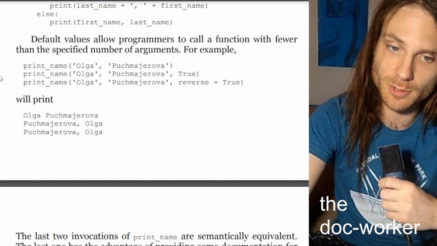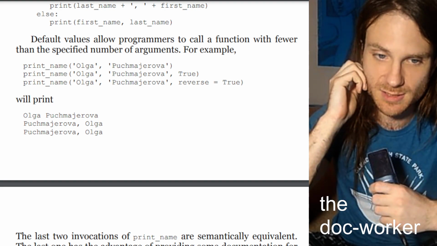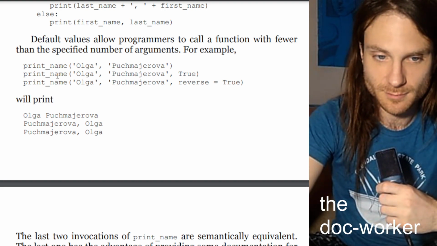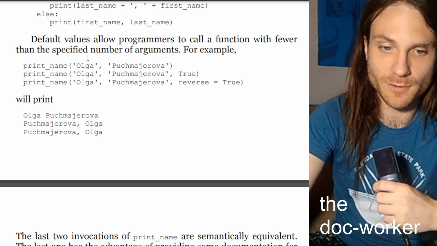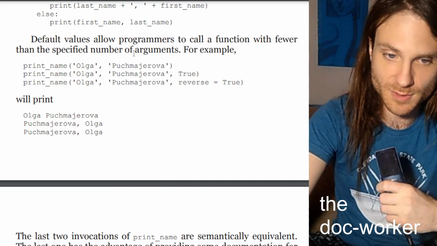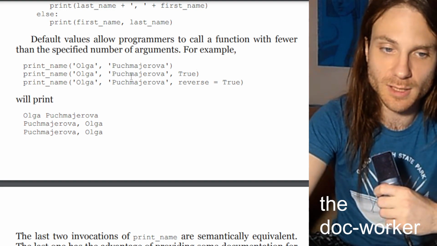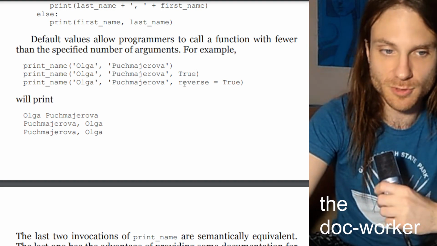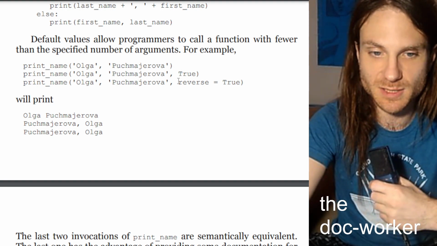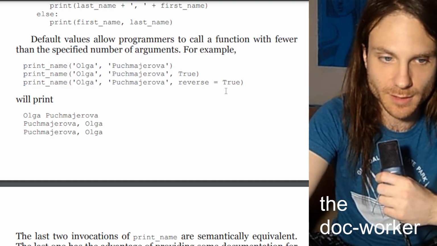Default values allow programmers to call a function with fewer than the specified number of arguments. For example, we could call it with just a first and last name, and it will function just like we called it with a first name, a last name, and the value false. Or, if we want it to be true and not false, we can still specify that in the function call. And here's an example of doing that again.